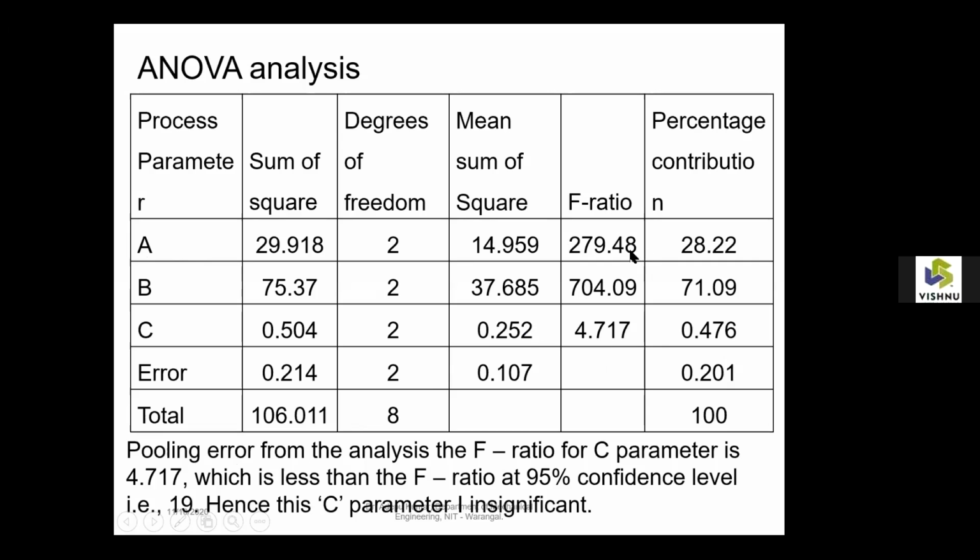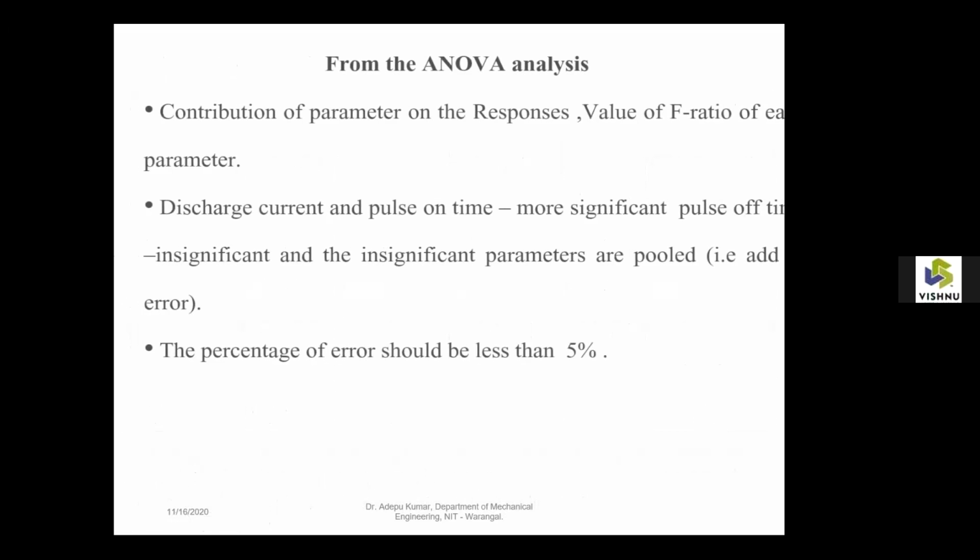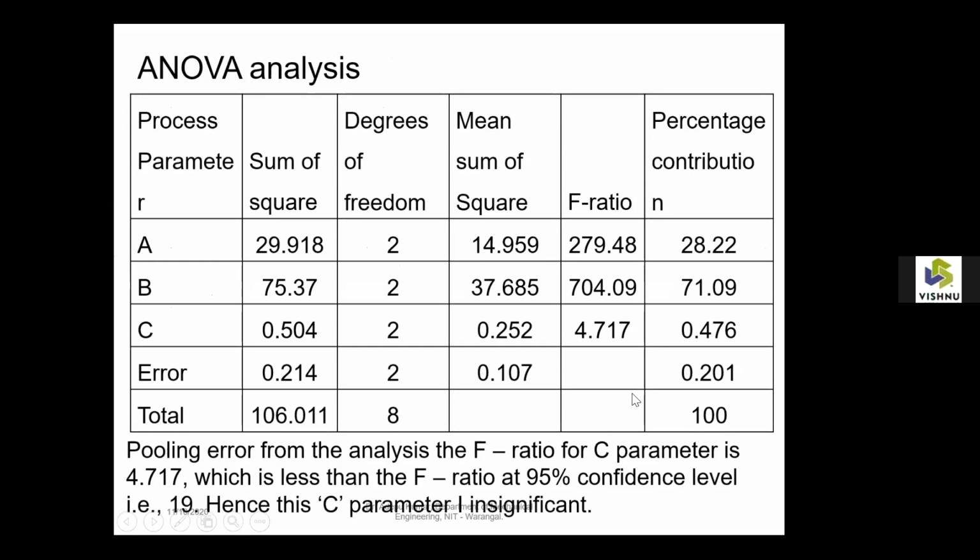Now, the highest F ratio means the highest influence. Suppose 704 is the highest compared to A, it has more contribution. So B, the pulse on time, has more contribution. Now coming to the 4.717, what does insignificant mean? Because the range you are considering for C is 7, 8, 9.